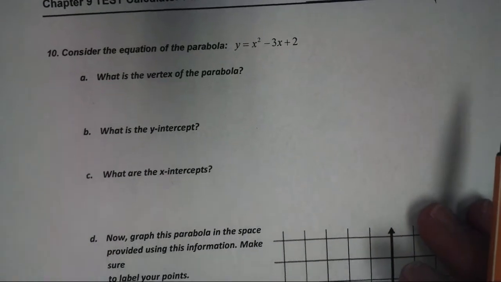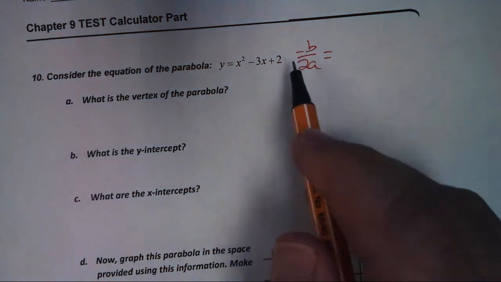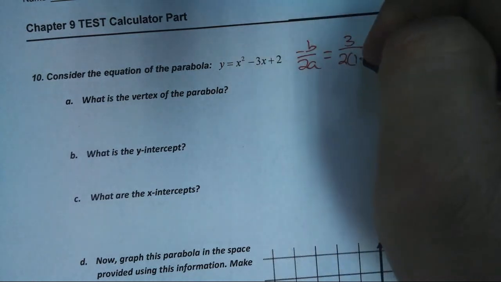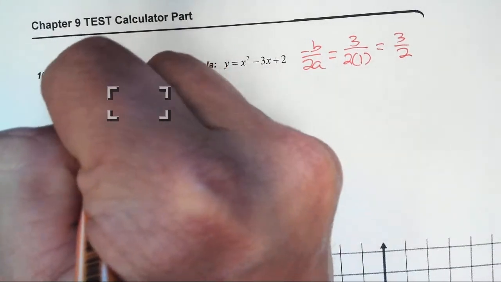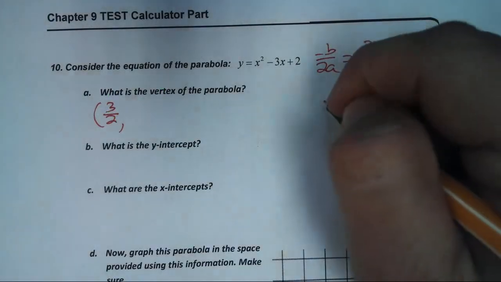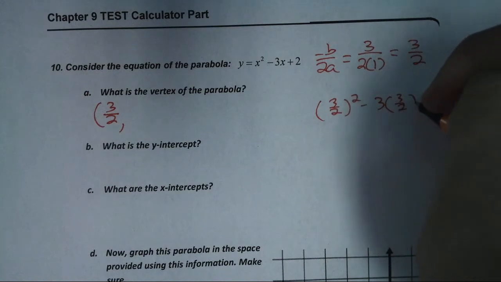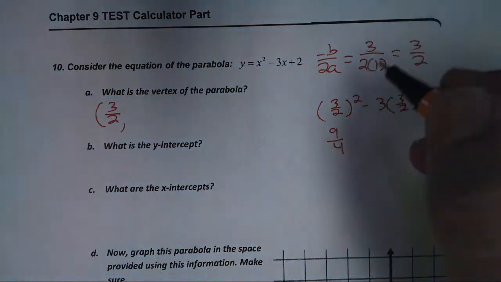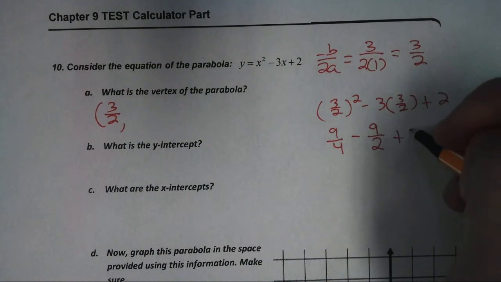All right, number 10, we need the vertex of the parabola. So again, negative b over 2a. So I have a negative 3, so that's a positive 3, over 2 times a, which is 1. So that is 3/2. So the x value is 3/2. So now we have to plug it in to get the y value. So we now have 3/2 squared minus 3 times 3/2 plus 2. 3/2 squared gives you 9/4. 3 times 3/2 gives you 9/2, plus 2.